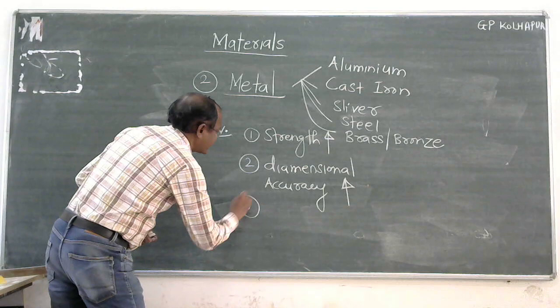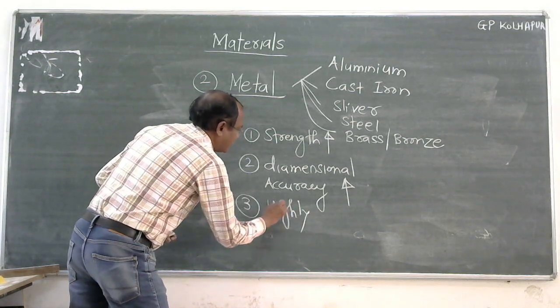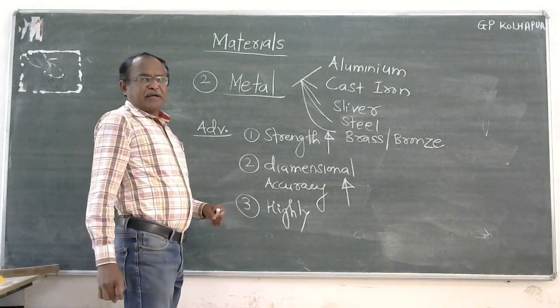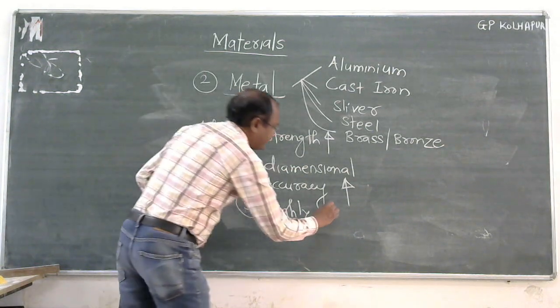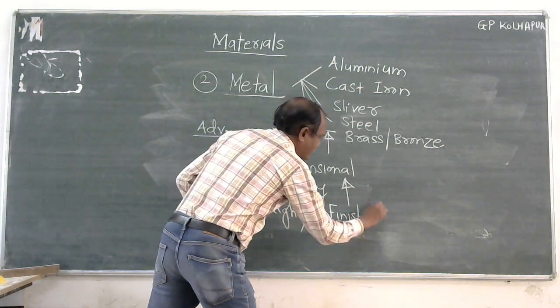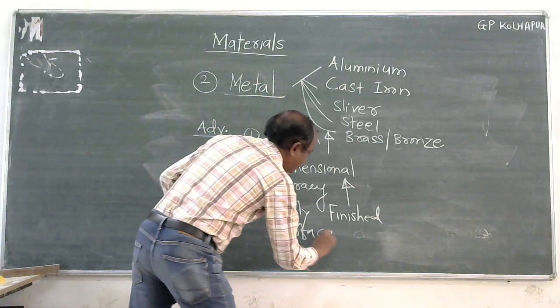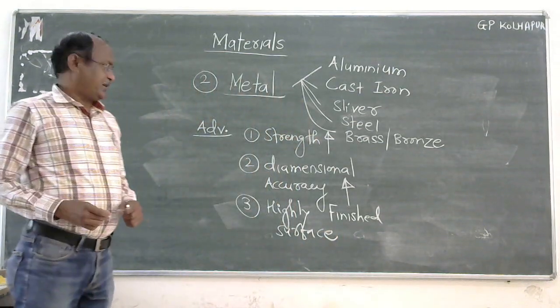Then a highly finished surface can be obtained by polishing, coating, lapping, those processes. Highly finished surface can be obtained. So these are the various advantages of metal as a pattern material.